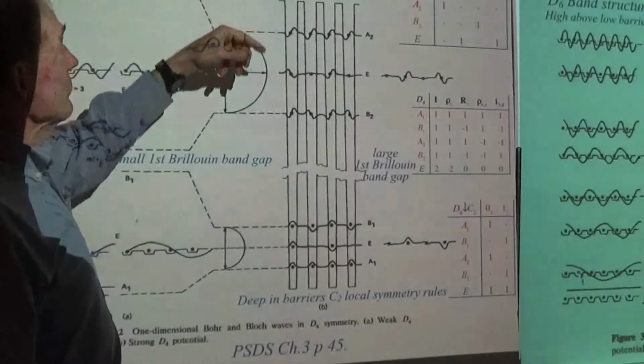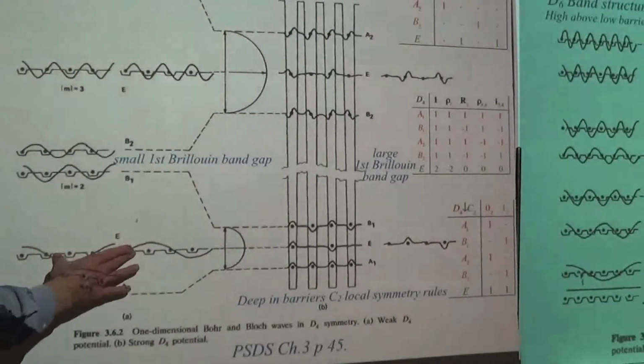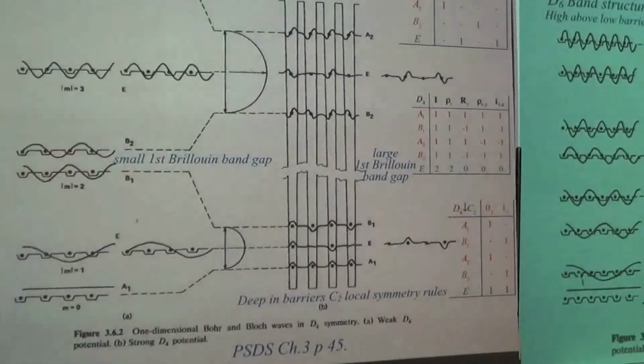D4 global symmetry rules. Okay, so we get the doublets that we're used to, but also some things that are nearly doublets at the Brillouin band gap. So this is the simplest one. D3 is too simple because we don't get this. There's no B representations for odd groups.